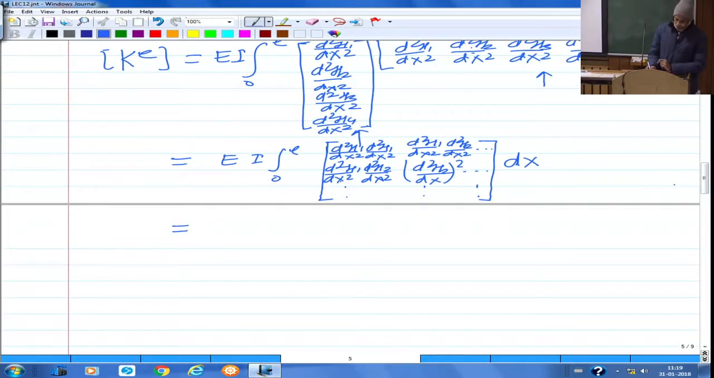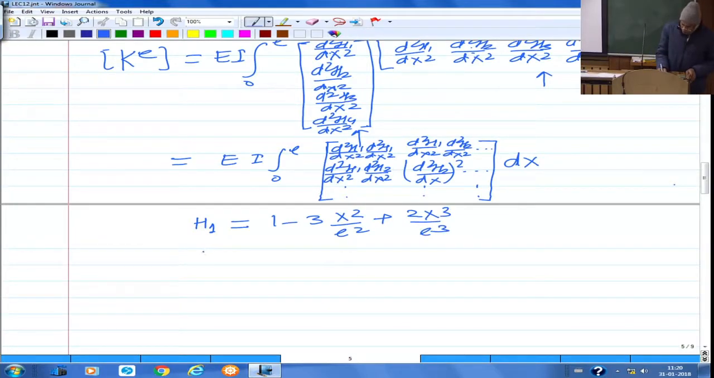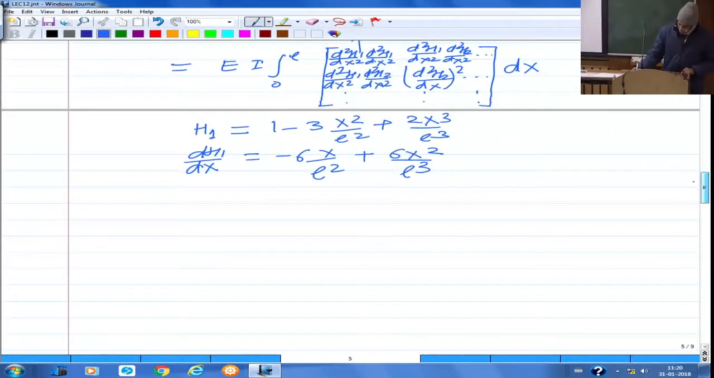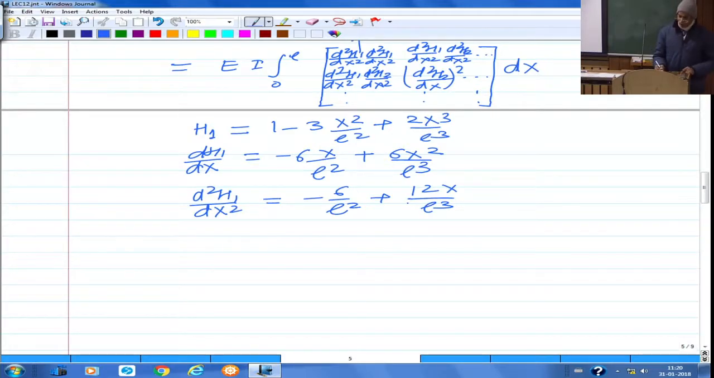So you need the second derivatives. You already know h1; let me look at how you get to this result. If you look at the expression for h1, you need the second derivatives of all these functions. h1 we had written as 1 minus 3x square by l square plus 2x cube by l cube. If you want, first write the first derivative, which is minus 6x by l square plus 6x square by l cube. Then the second derivative d2h1 by dx square is minus 6 by l square plus 12x by l cube. So this is the second derivative of h1.